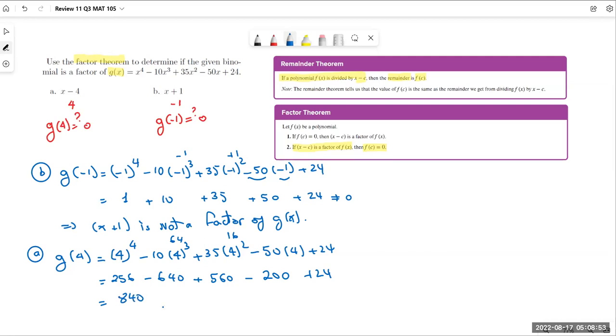And the negative is minus 840 as well. Minus 640 minus 200 is 840 as well. So we get to 0. Once we get to 0, our conclusion here is that x minus 4 is a factor of g of x, and you are all set.